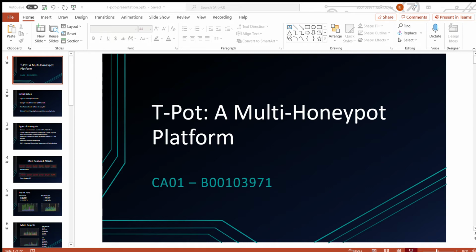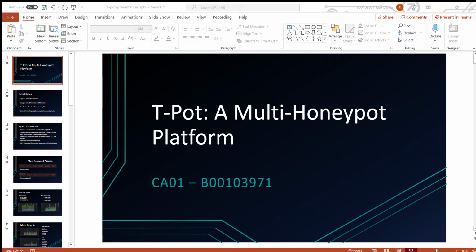Today I'm going to be talking about T-Pot, a multi-honeypot platform that essentially emulates vulnerable services and entices attackers into interacting with those services. And by simulating this in an asset-free environment, it gives us a chance to see what's going on and gain a better understanding.